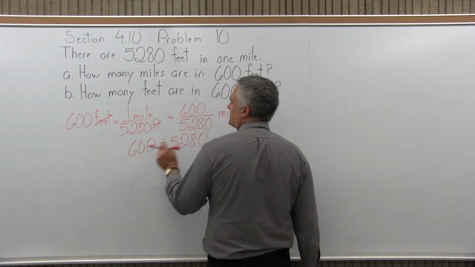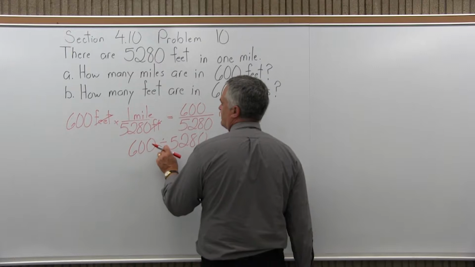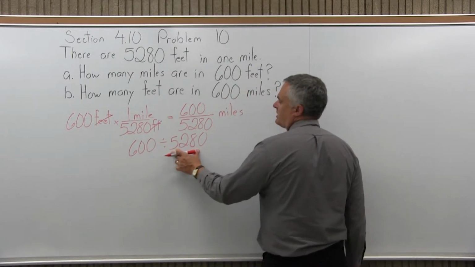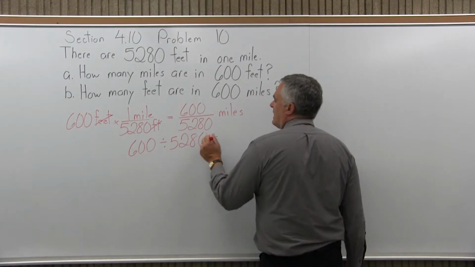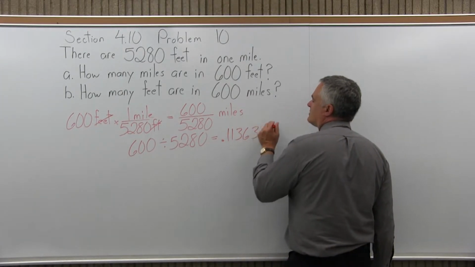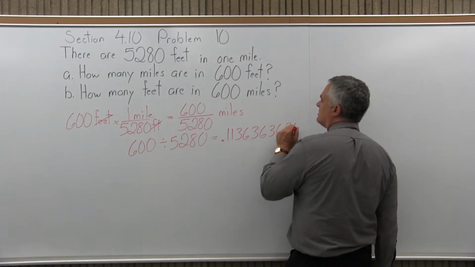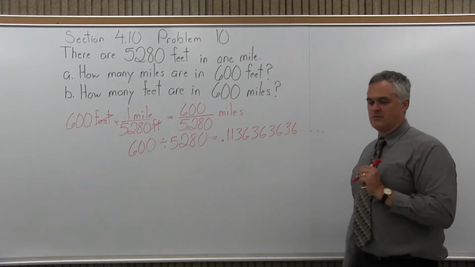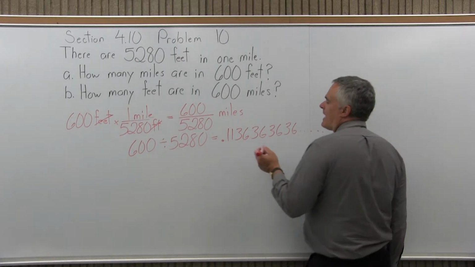Enter the numerator of 600, get that on the screen first, press your division button, then enter the denominator 5,280, and the calculator will tell you 0.1136363636. The 3 sixes go forever. So how many do you write?